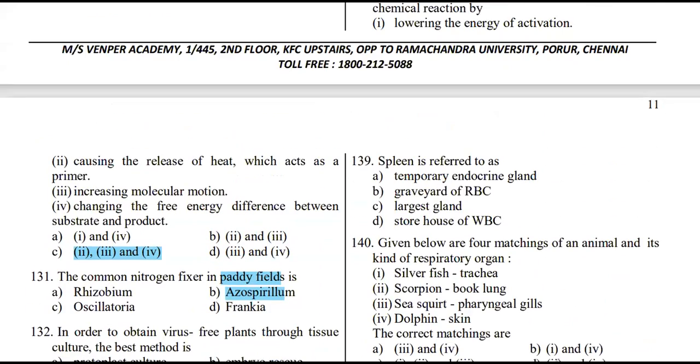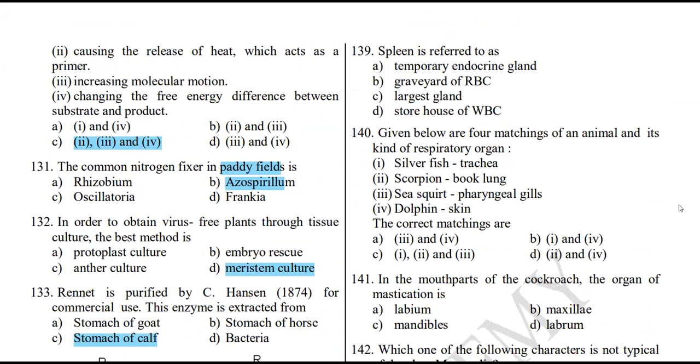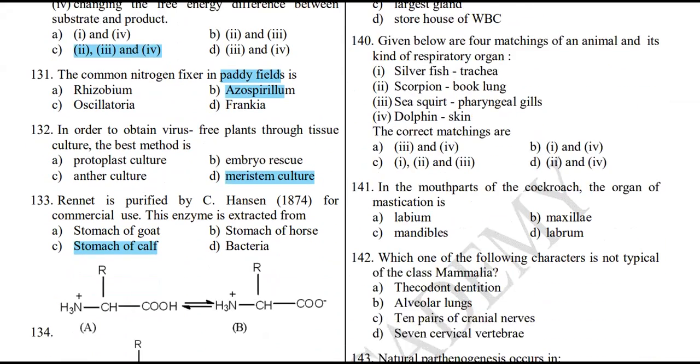Let's see the next question. Spleen is referred to as, very simple, the graveyard of RBC. Okay, yes. So given below are four matchings of animal and its kind of respiratory organ. Silverfish has trachea, scorpion has book lungs, sea squirt has pharyngeal gills, but dolphin has nostrils. They do not have skin for respiration. So which ones of the four are correct? Not the fourth one. The first 3 are correct.